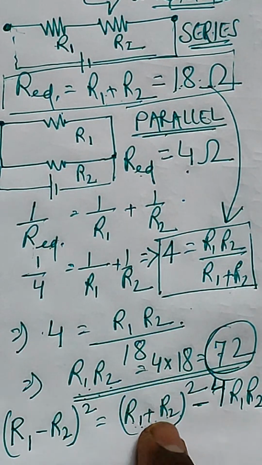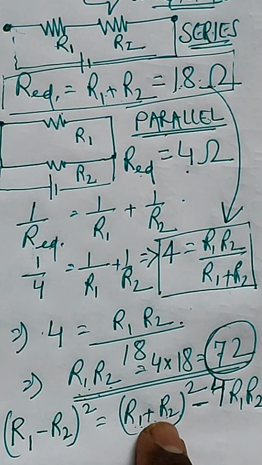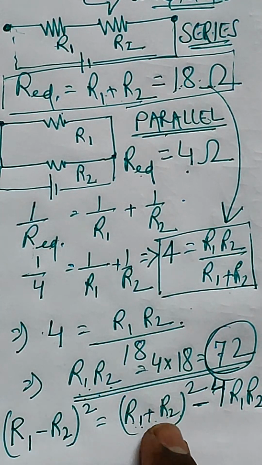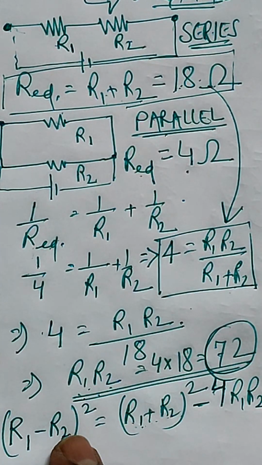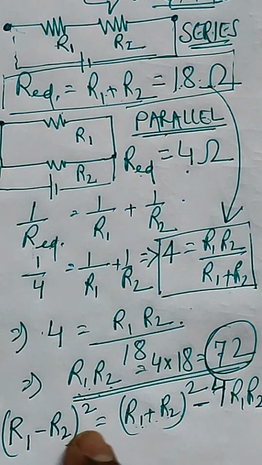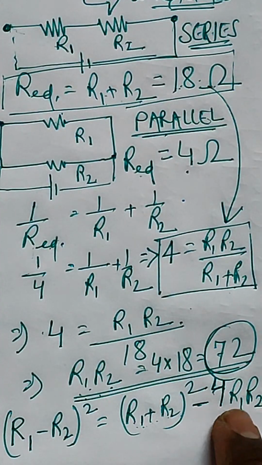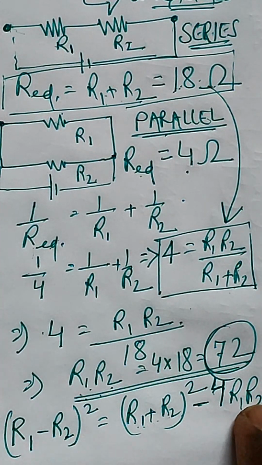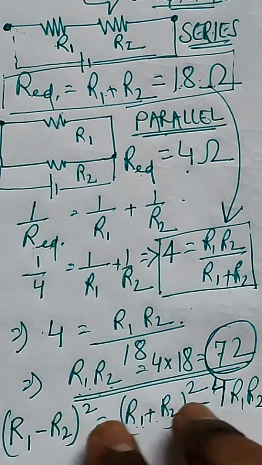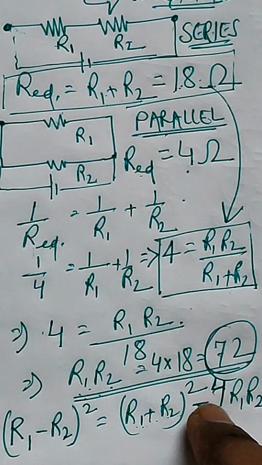So plus 2 R1 R2 needs to be subtracted, and after that again minus 2 times R1 R2 to compensate for the LHS. So finally we are subtracting 4 times R1 R2. Then only this equation will be valid, and the LHS will be equal to the RHS, right?